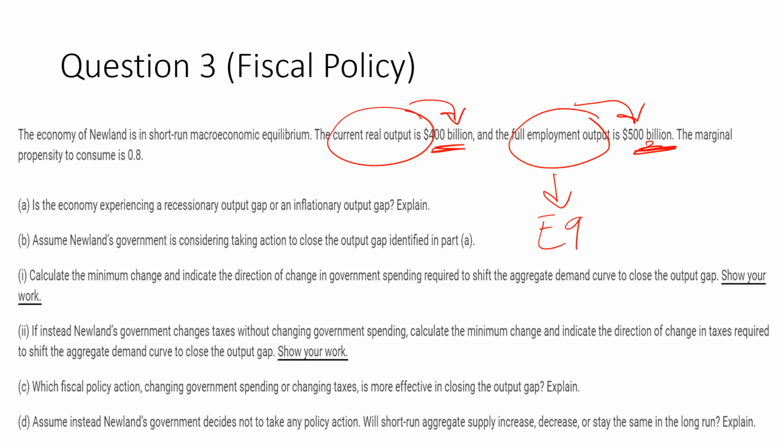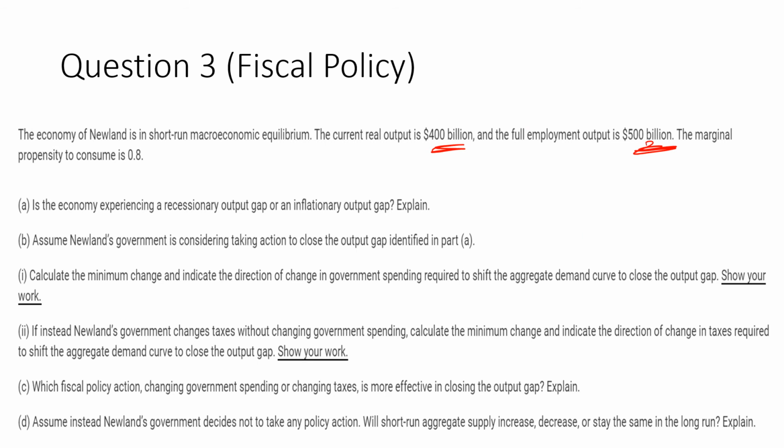This is what we expect. Now, since we are lower than what we expect right now, okay, you can see that the real output is only 400 billion. That's less than the full employment output of 500 billion. And so since we're making less stuff than what we expect, we're going to go ahead and say that this represents a recessionary output gap. And the reason why, and this is the explain that you have to do right here, is because 400 billion is less than 500 billion. In other words, the amount our economy is currently producing is less than the amount we should be producing. We're underproducing, we're inefficient. That's a recession.